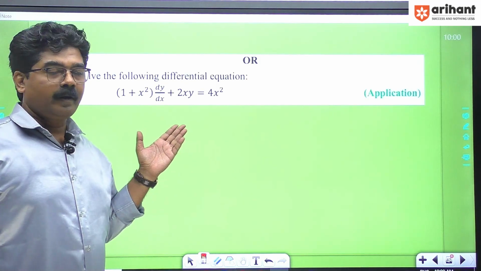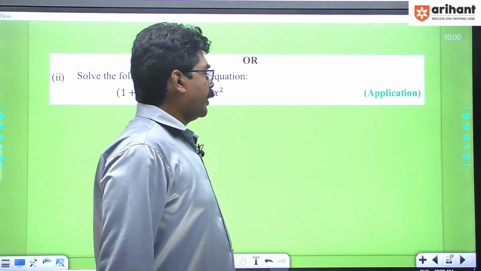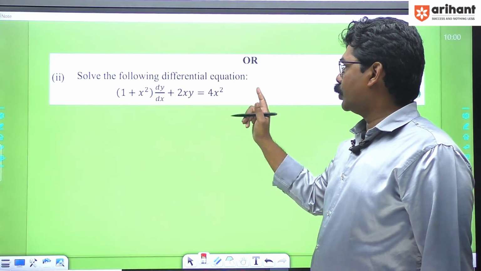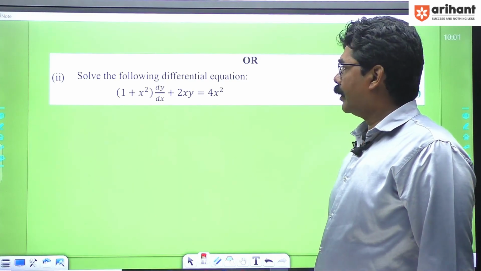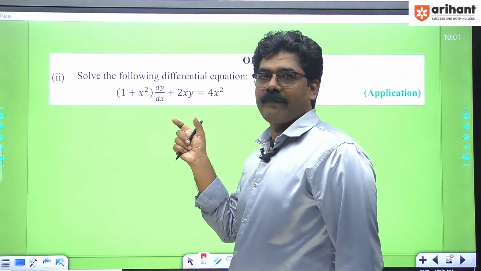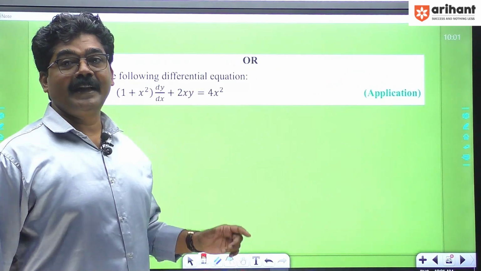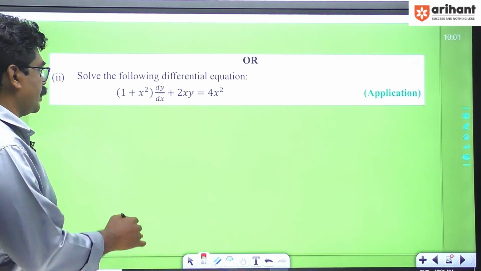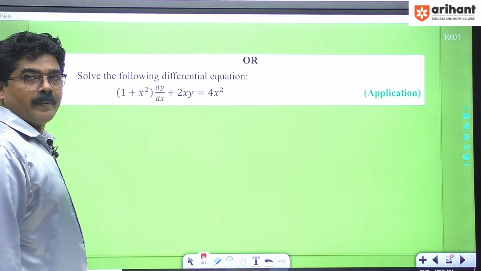Let's see this question from differential equation. Solve the differential equation (1 plus x square) dy by dx plus 2xy equals 4x square. Now this differential equation, you may manage it as a linear differential equation. And to manage it as a linear differential equation, first of all divide throughout by 1 plus x square.